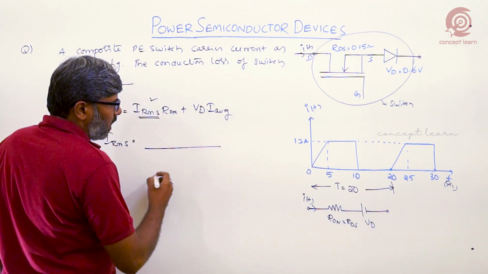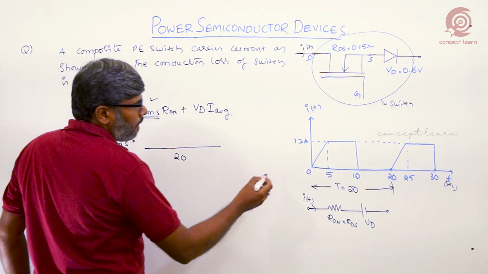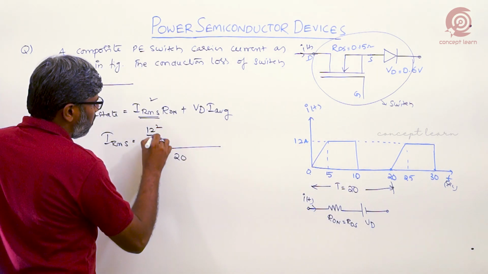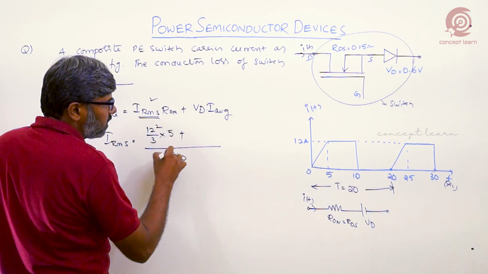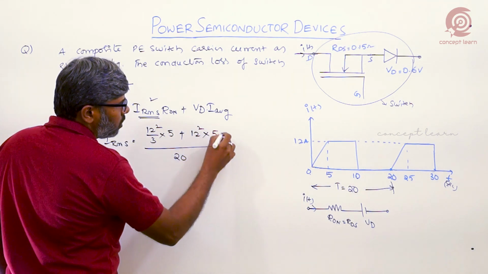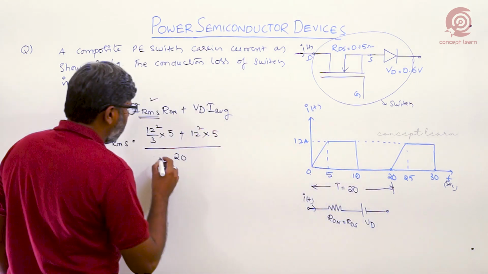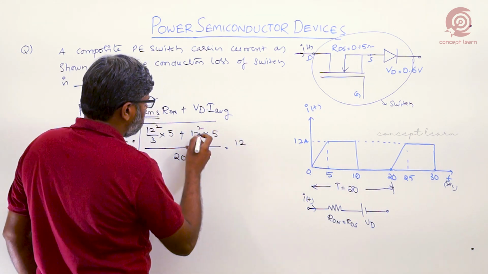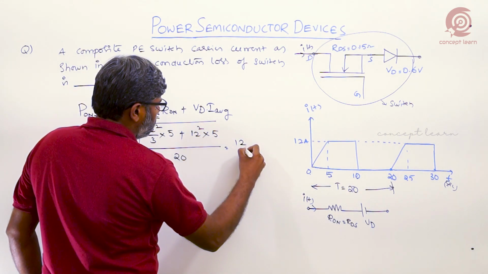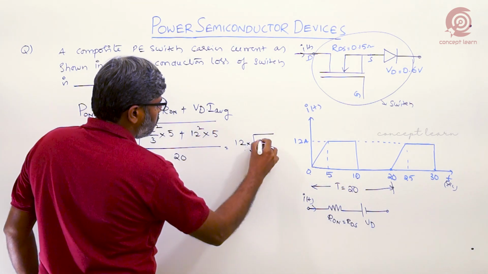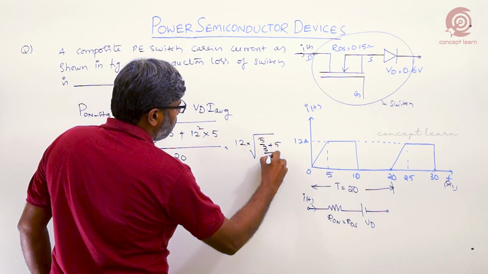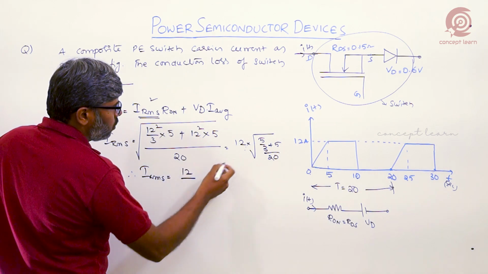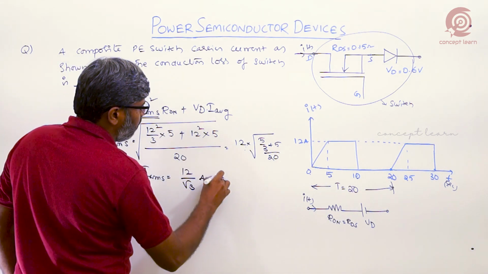So I am calculating directly. This is the total time period, 20. This is again a ramp variation, that is 12 square by 3 into 5 plus 12 square into the time period, which is 10 minus 5, which is 5, whole square root. If you take 12 square as common, that is 12 into square root of 5 by 3 plus 5, divided by 20. Therefore, IRMS is equal to 12 by root 3 amperes.